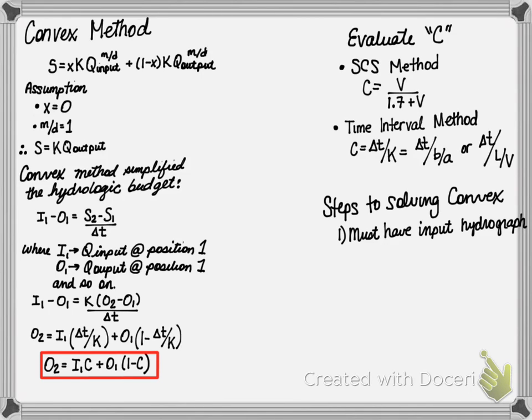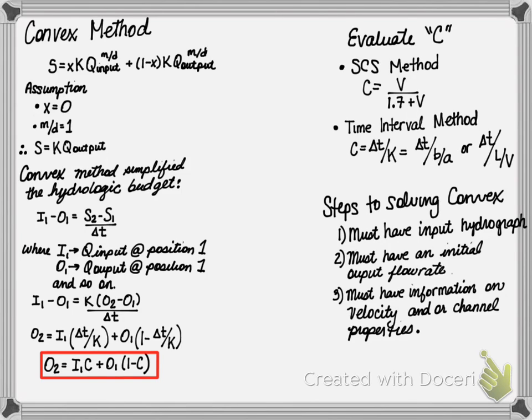So what are the steps of solving the convex method? In order to solve the convex method, you must know what the inputting flow hydrograph looks like. Next, you must have an initial output flow rate. And finally, you must have information about velocity and or channel properties.